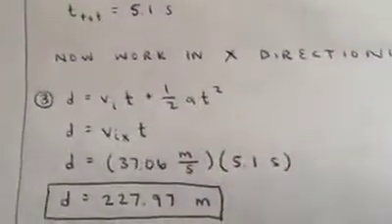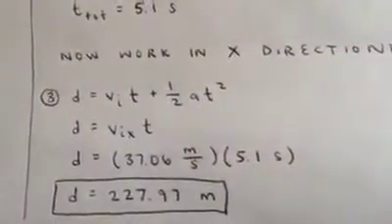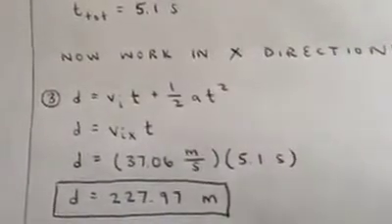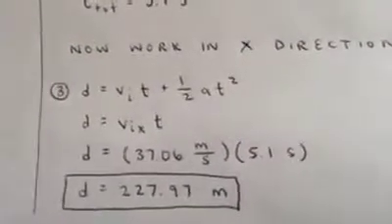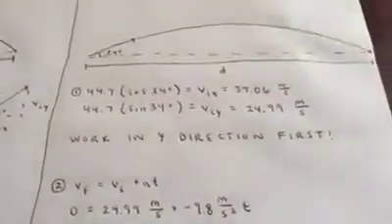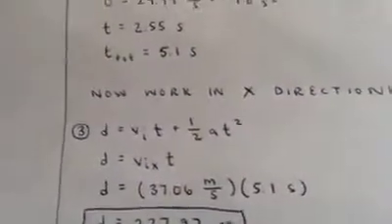And now we can work in the X direction. So we use that same equation, plug in all our numbers, use V initial X, be sure to do that. And then we find that the distance is 227.97 meters. So it is much longer than what we found for the sand wedge, which was 188.9 meters.